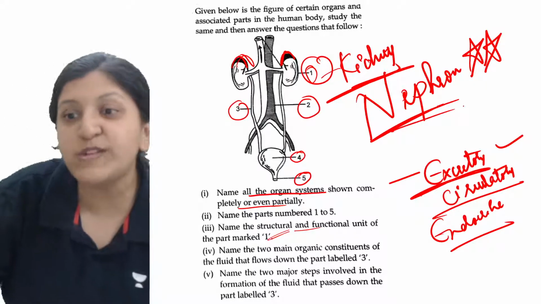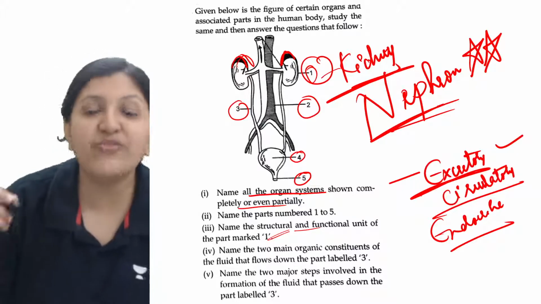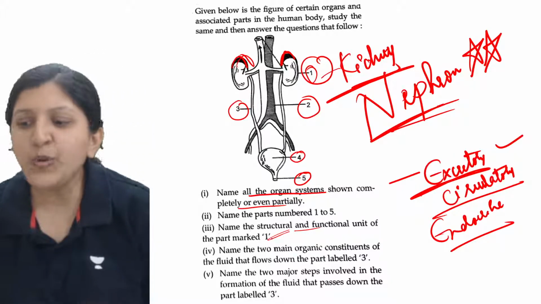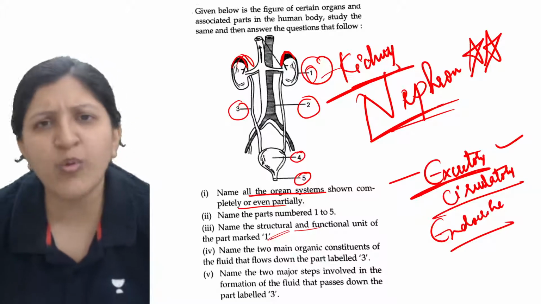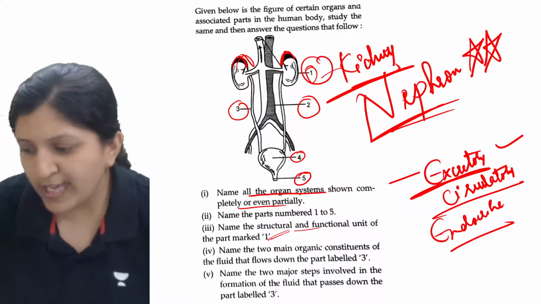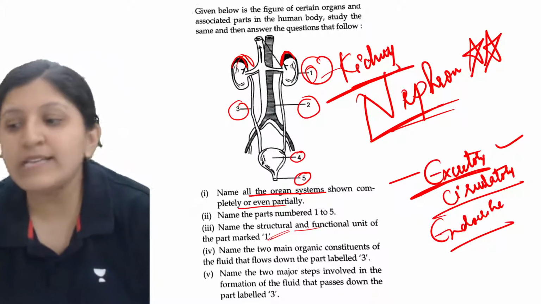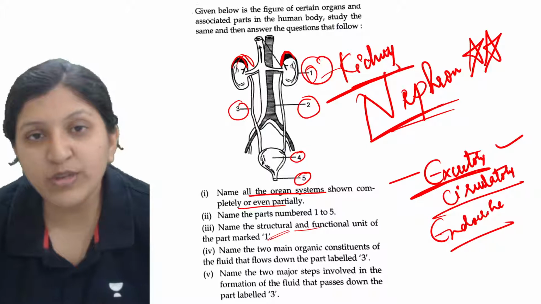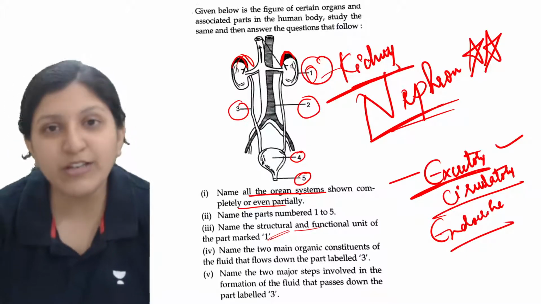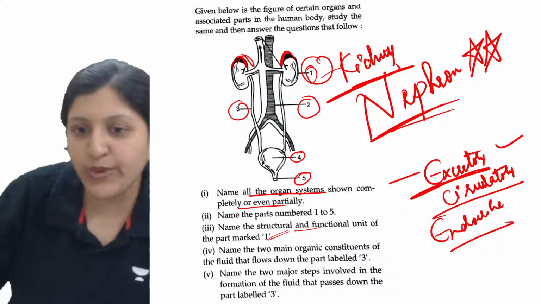So don't get confused. And you need to know every alternative name which is mentioned for nephron. Does anybody have an idea about what the alternative names for nephron are? Any of you here? Nephron can be called uriniferous tubule, the kidney tubule, the renal tubule. So every alternate name mentioned here, you need to know.